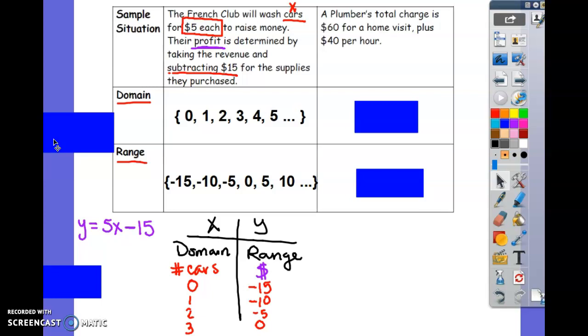All right, and you can pause the video at whatever time if I'm going too fast for you to write down these numbers. Let's go do the second problem. We're going to start off with a table again, because I know it's going to ask me for the domain and range. So X and Y, domain and range.